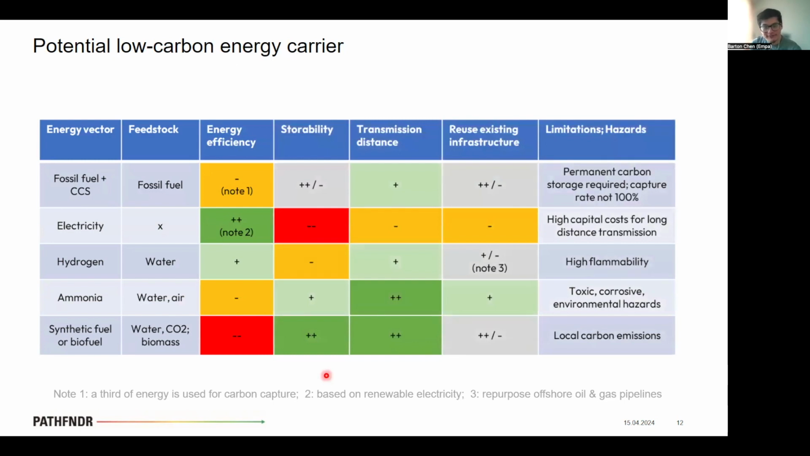However, if you consider different factors, for example, how easy it is to store the energy, in this case electricity probably is not the best solution because it could be difficult to store on a large scale and long duration. So if you go further down from hydrogen to ammonia or even synthetic fuels, it will be even easier to store.